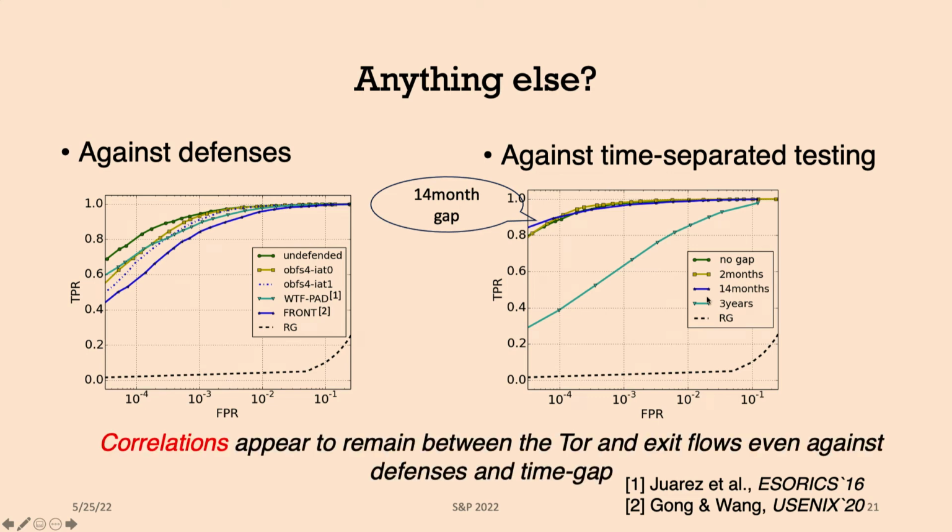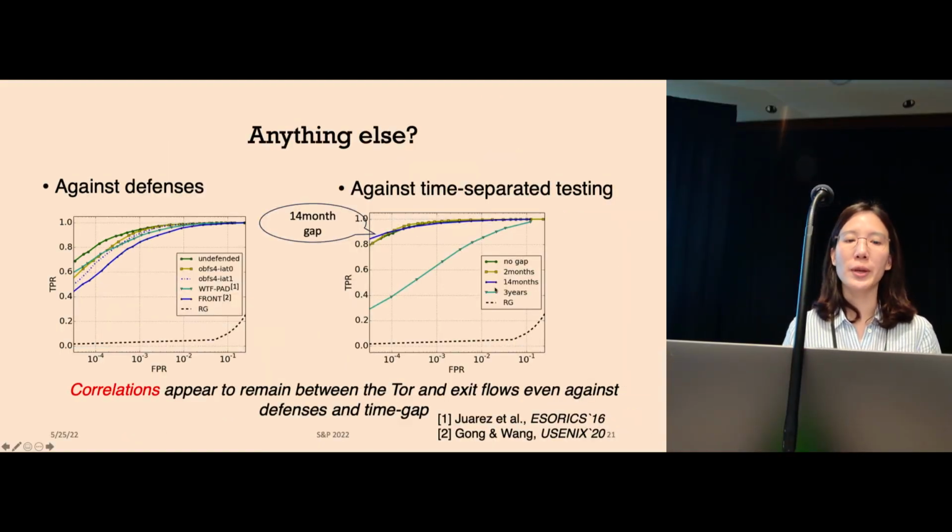So what we learned here is that the correlation appeared to remain between the entry and exit flows even against the defenses and time gap data, which DeepCoFFEA successfully detects. For other experiments, you can check the paper.